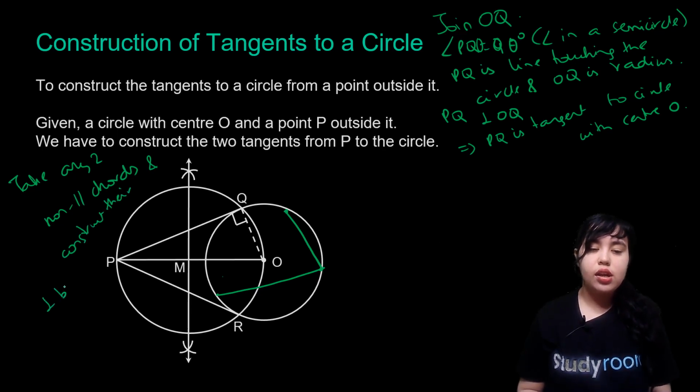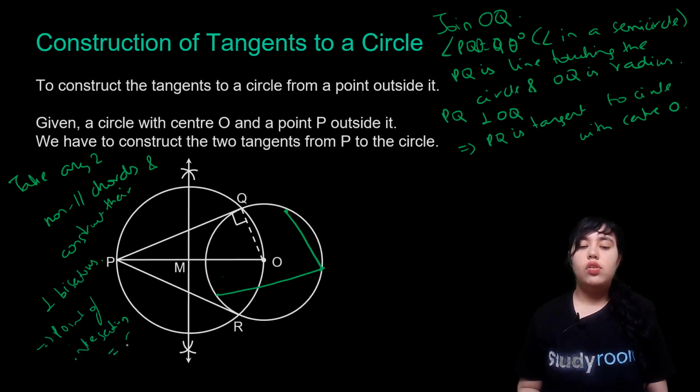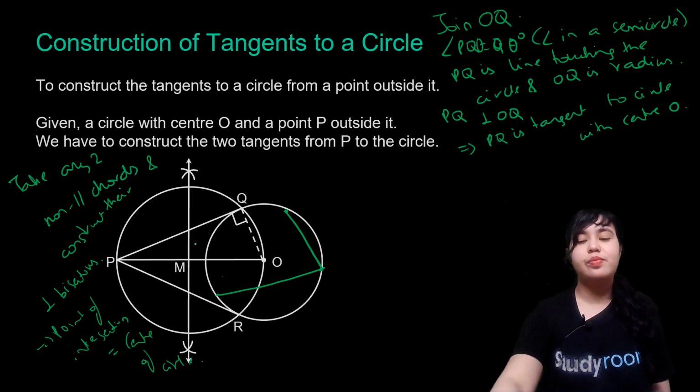You know how to construct perpendicular bisectors by now. And then their point of intersection will give you what? The center of the circle. Now it's important to know the center of the circle, because only then will you be able to spot this point. Only then you will be able to construct the perpendicular bisector, and then all the steps follow.